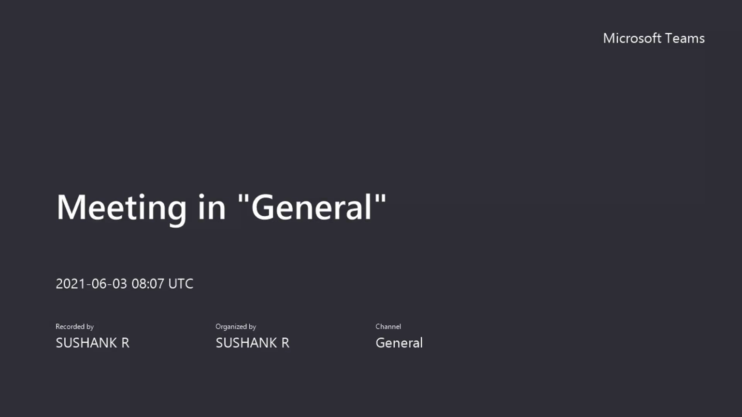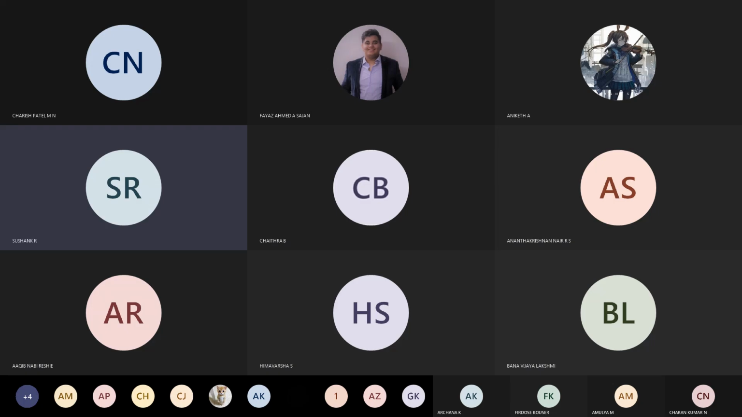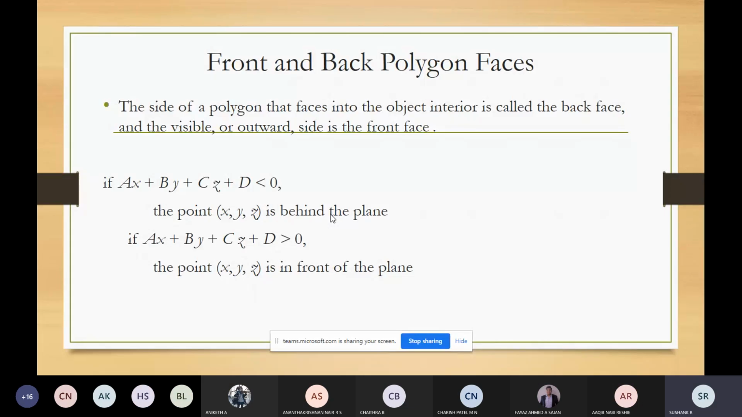By front face and back face of a polygon, see, the side of the polygon which will face into the object interior, we will call it the back face. Meaning the face is not visible. The side of the polygon which is visible, or is outside the object, outward of the object side, we will call the front face.